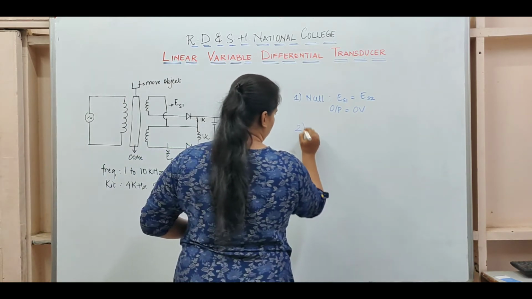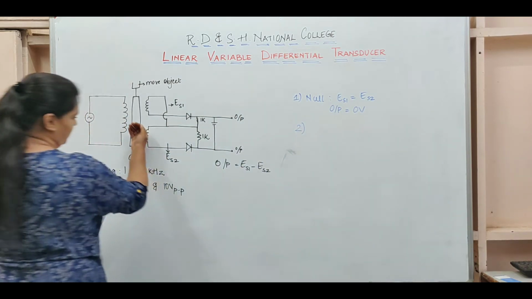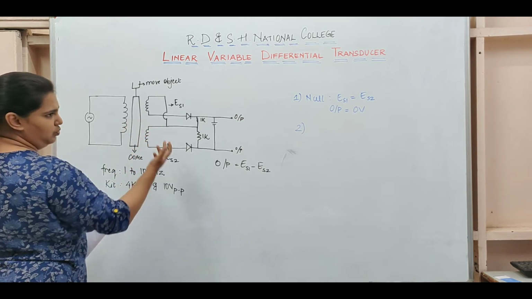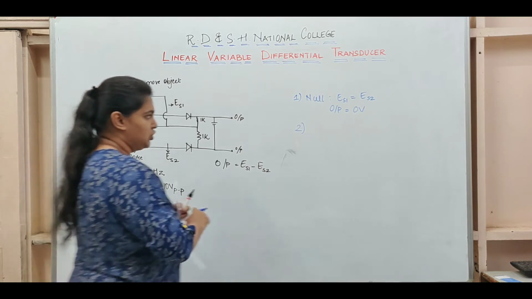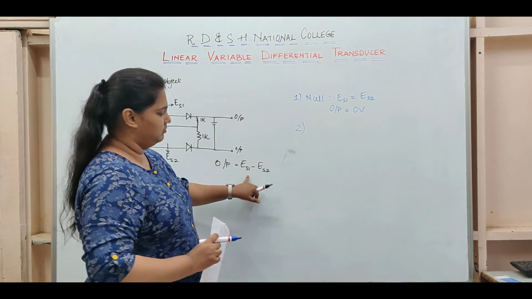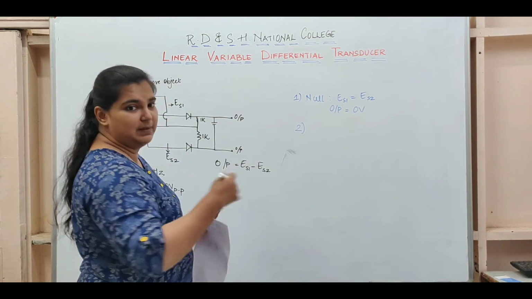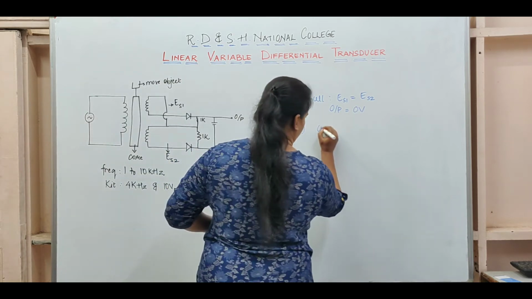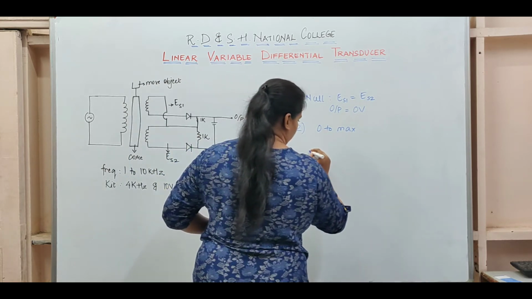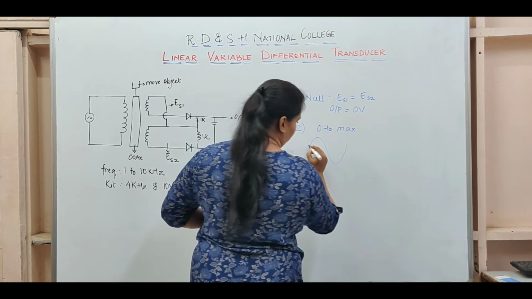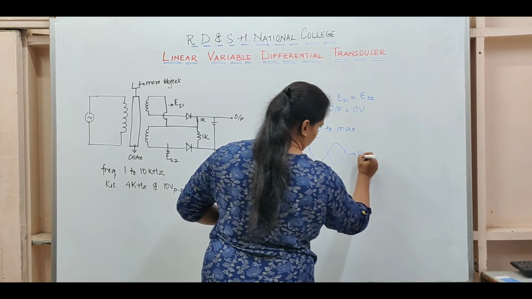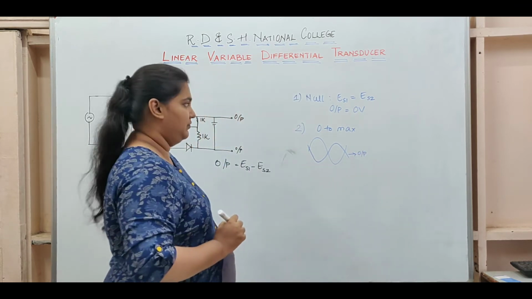Now what happens is when I move this coil. So suppose I move this coil towards the lower side. Because of this, one of them, ES1 or ES2, will increase. In this case, ES2 will increase. So if ES2 increases, your output will increase from 0 to max, but in negative order. This is the input wave, so the output wave goes out of phase with the input wave.